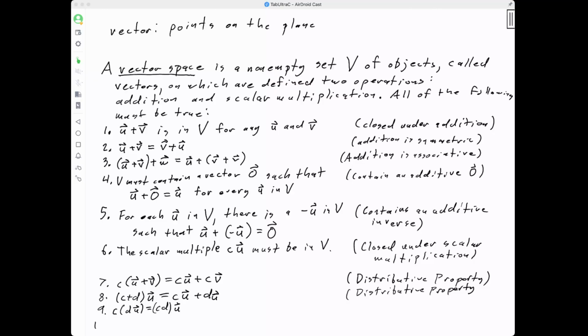And the final one is that if I multiply any vector by the scalar 1, I need to get back the same vector. So if you've got a collection of objects, no matter what those objects are, and you define an addition and scalar multiplication on them, and these 10 things are all true, then that is a vector space. This is a really different, really generalized way of thinking about math.